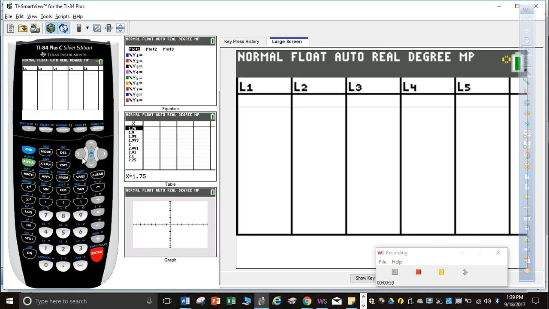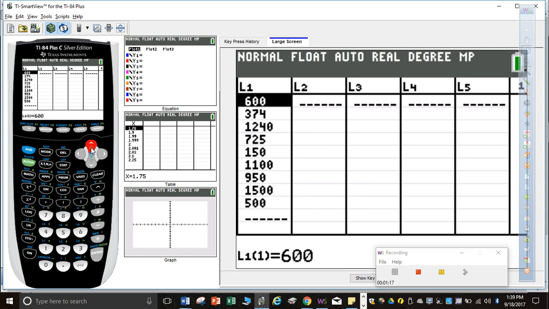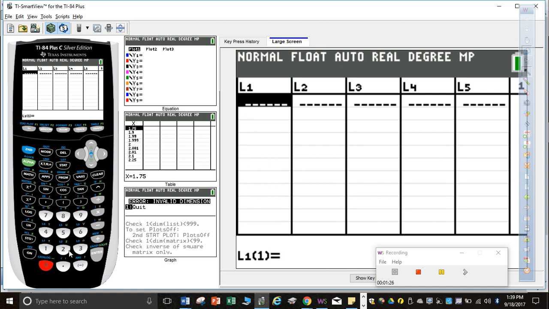And if you have numbers in your list like I do, there's a couple of ways you can get rid of them. When the number is highlighted, you can press the delete key. Keep pressing delete to get rid of those individual numbers. Or if you had a really long list or you just want a shorter process in general, you can arrow up, highlight L1. Don't press delete. Instead, you're going to press clear, enter. It gets rid of everything in your list.